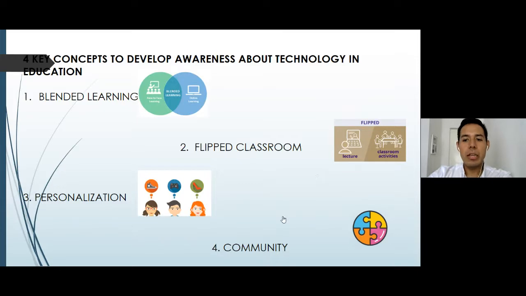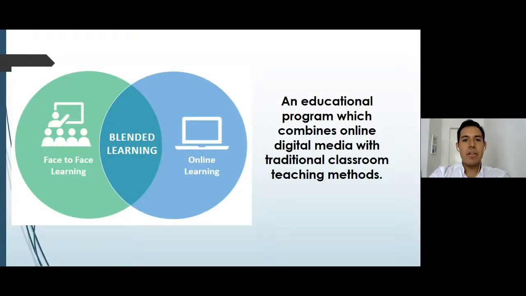When we talk about blended learning, we talk about this relation between online learning and face-to-face learning. Okay, we have these two concepts: face-to-face learning and online learning. When they reach a common area, it's what we call blended learning. It's an educational program which combines online digital media with traditional classroom teaching methods. It is when these two worlds encounter, and this is what we call blended learning. It's a combination of face-to-face learning with online learning.